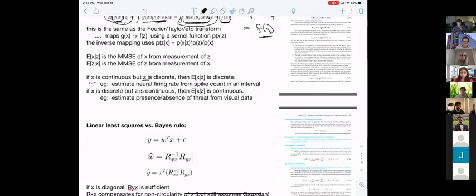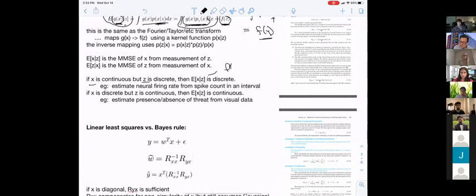So in this case, if x is continuous and z is discrete, remember E of x given z looks like a function of z, right? Because it's the average over all the x's. The x is going to go away. It looks like a function of z. So if x is continuous and z is discrete, the expected value of x given z is discrete.